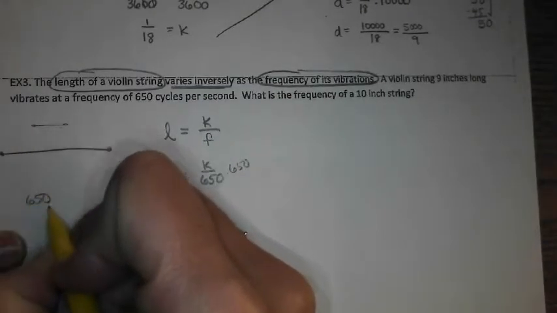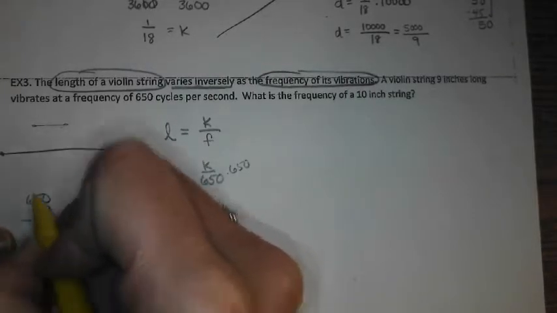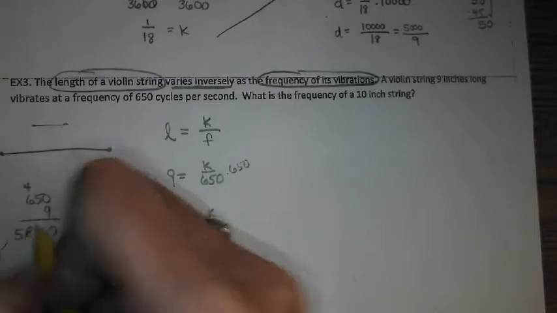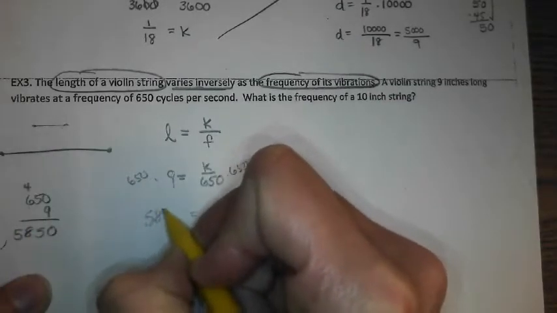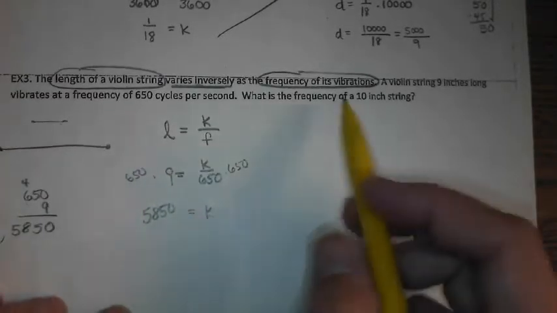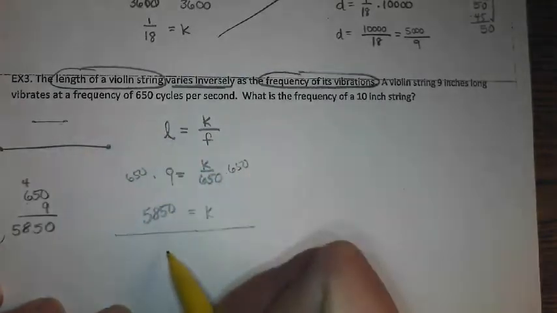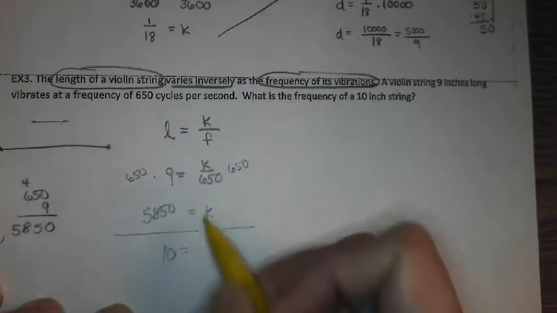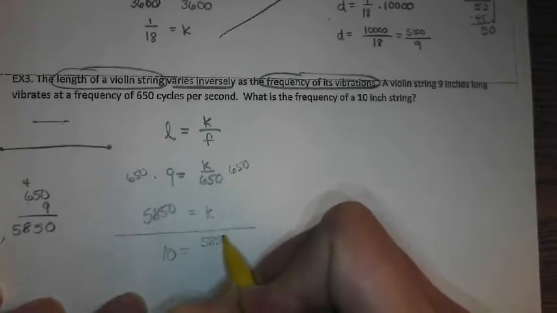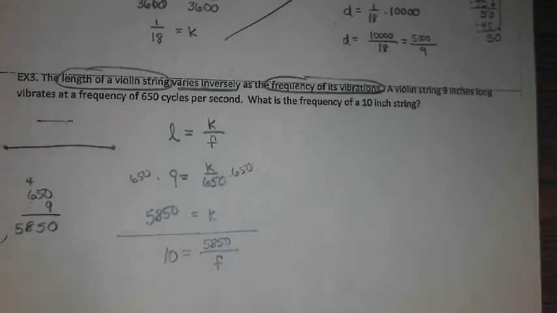You may find on this homework that you need your calculator, so 9 times 650, but I'm going to do this one without. 5850. At least that part, but now I'm nervous with 5850. So then what is the frequency of a 10-inch string? So new circumstance, the length is 10. I now know K is 5850, and I'm looking for the frequency.